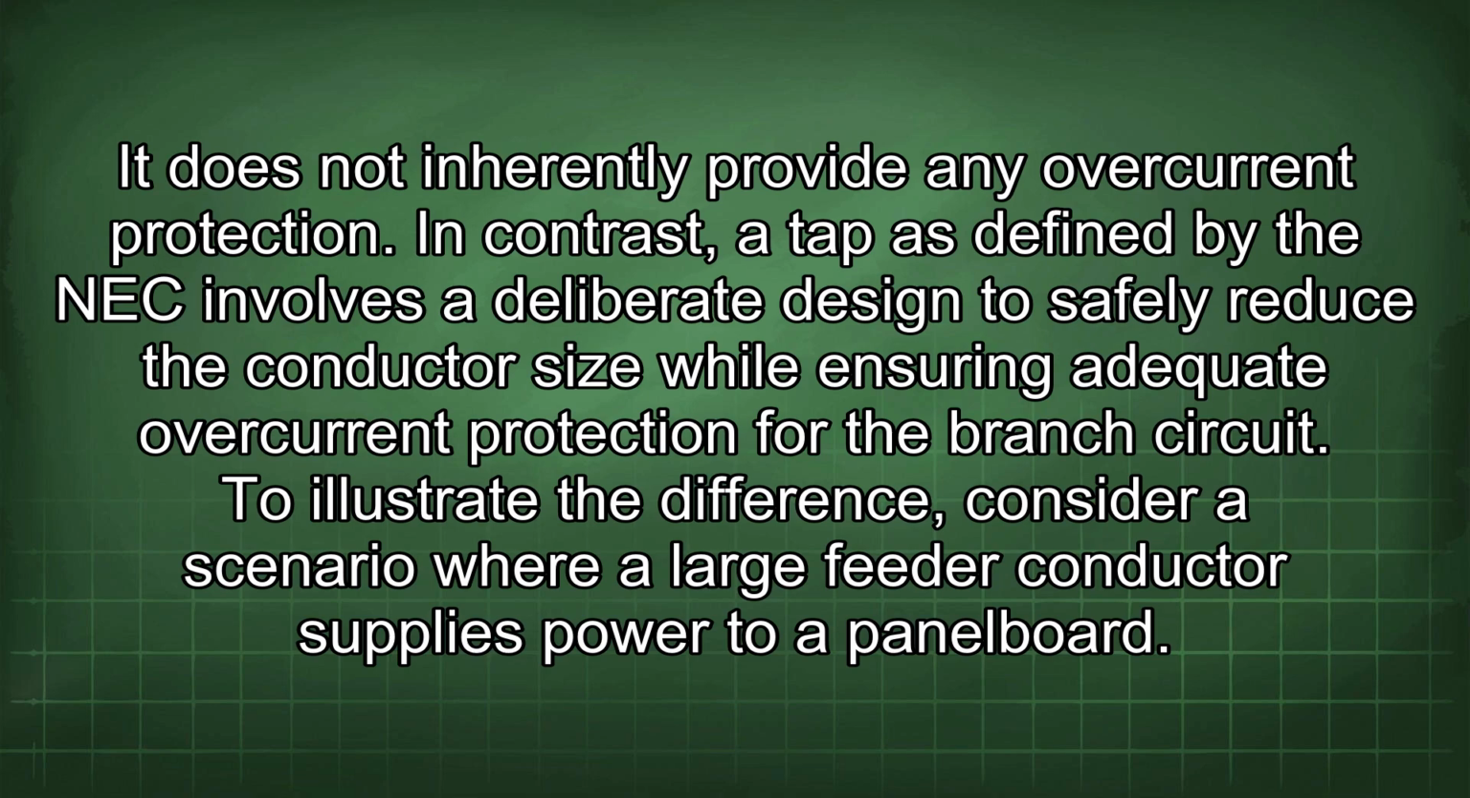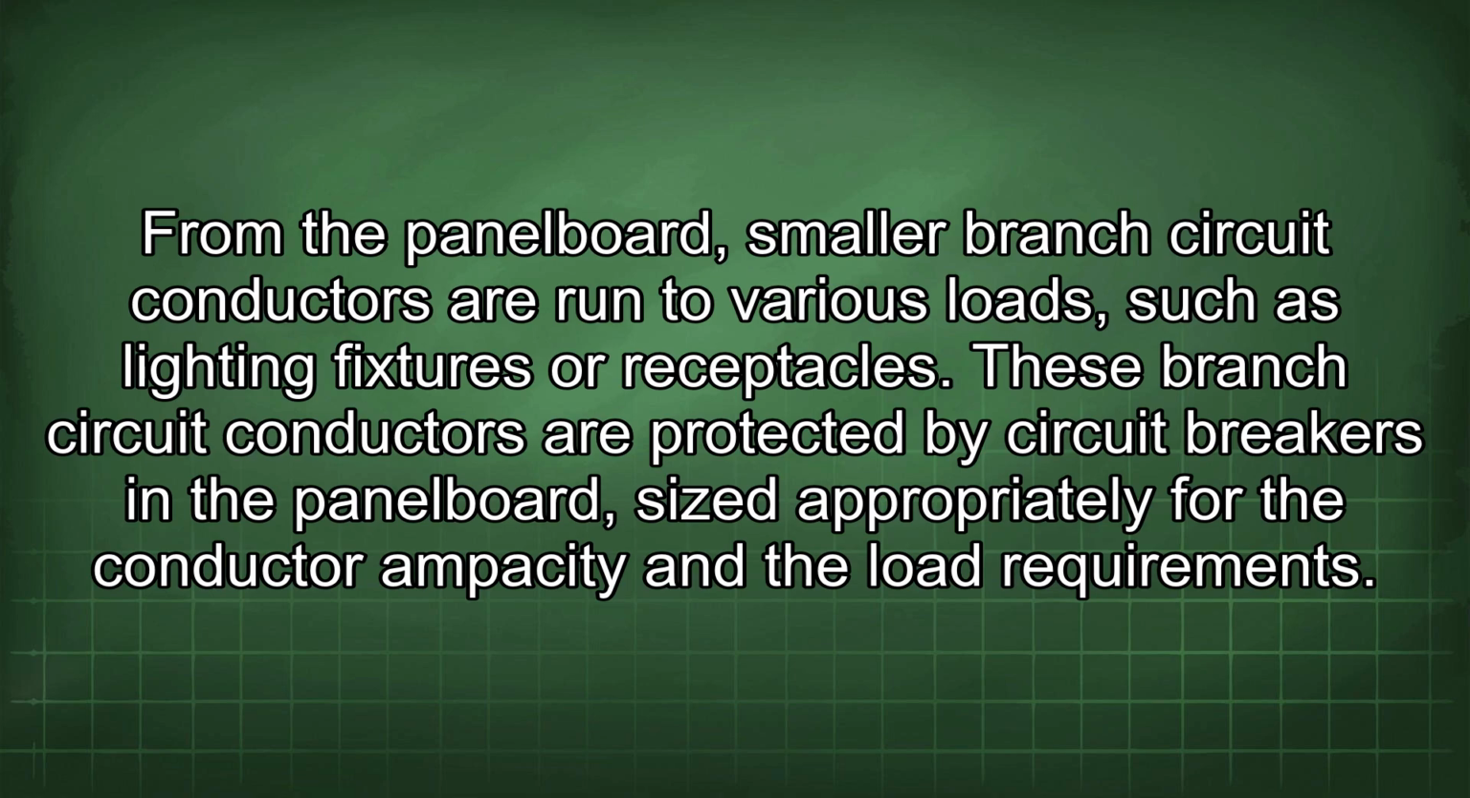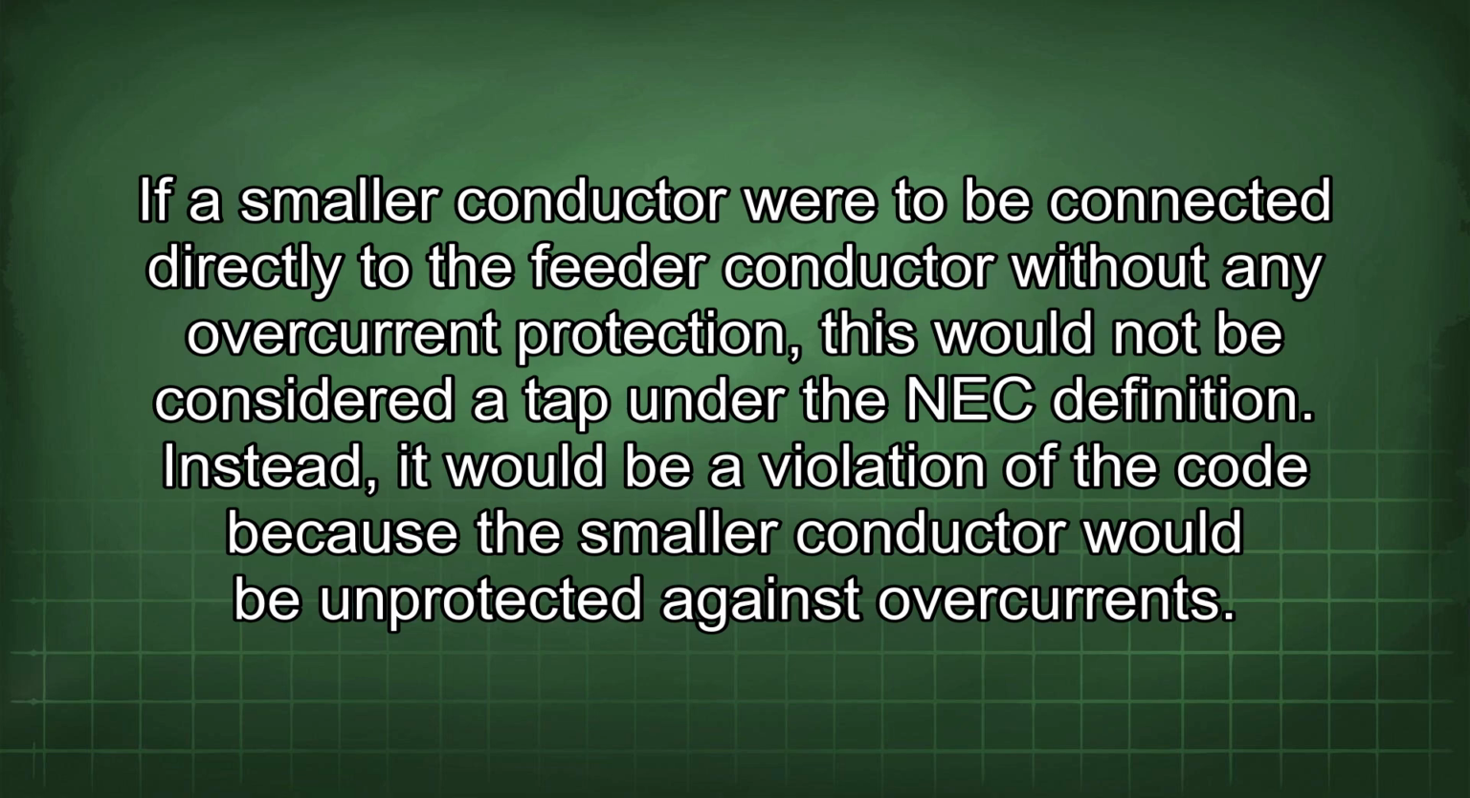To illustrate the difference, consider a scenario where a large feeder conductor supplies power to a panel board. From the panel board, smaller branch circuit conductors are run to various loads, such as lighting fixtures or receptacles. These branch circuit conductors are protected by circuit breakers in the panel board, sized appropriately for the conductor ampacity and the load requirements. If a smaller conductor were to be connected directly to the feeder conductor without any overcurrent protection, this would not be considered a tap under the NEC definition. Instead, it would be a violation of the code because the smaller conductor would be unprotected against overcurrents.